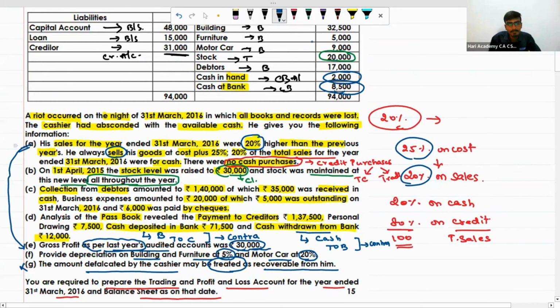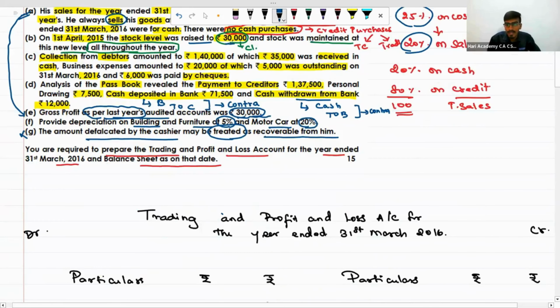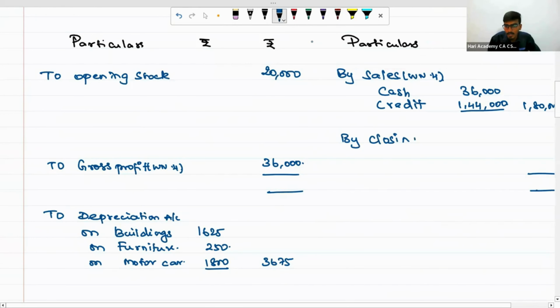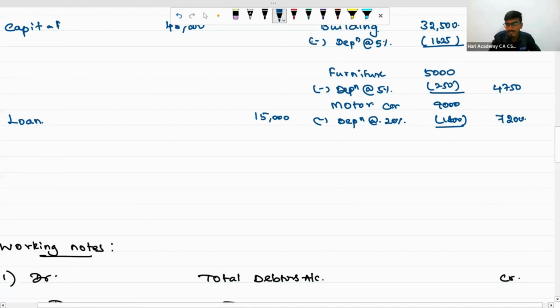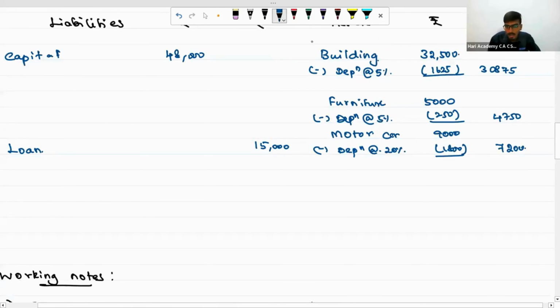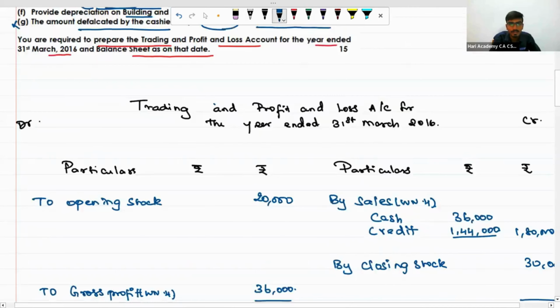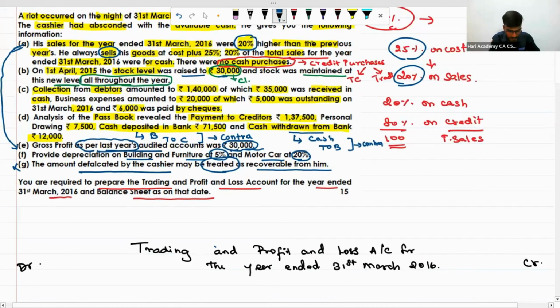Once it has been done, go with the second adjustment. Stock level was raised to 30,000. That is simply the closing stock. We will write by closing stock. What is the by closing stock value? It is 30,000. Immediately go to the balance sheet. Where is the space we are given? Yes, here we have space. Stock at year end, or stock at end. What is the value? 30,000. Write it down. Both adjustments which we have done, correct? Perfect. Next.